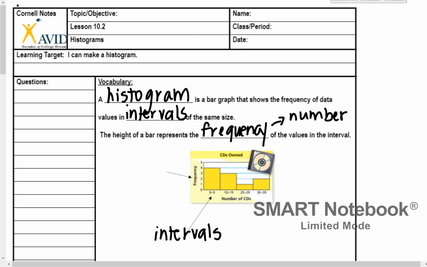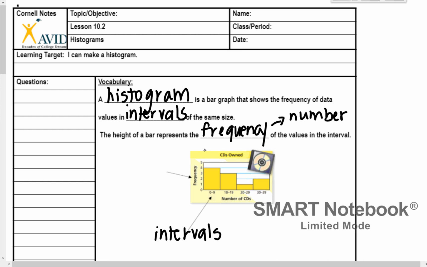Notice how these are all 0 to 9, 10 to 19, 20 to 29, 30 to 39. These intervals are the same size. It's actually a group of 10 because if you include 0, it's 0, 1, 2, 3, 4, 5, 6, 7, 8, 9, which is 10 numbers. So each of these are 10 number intervals. And that's really big with histograms, that we have to have the same size for those intervals.